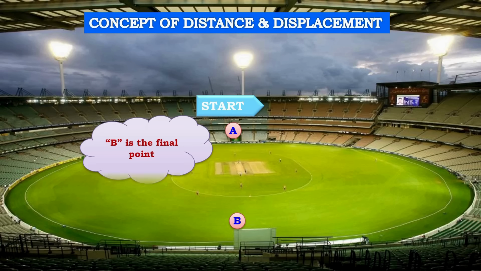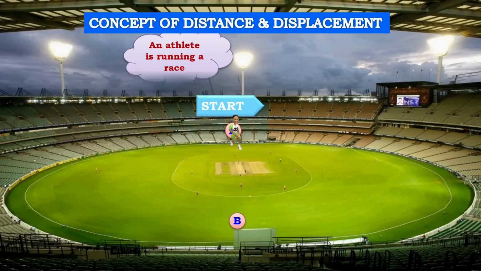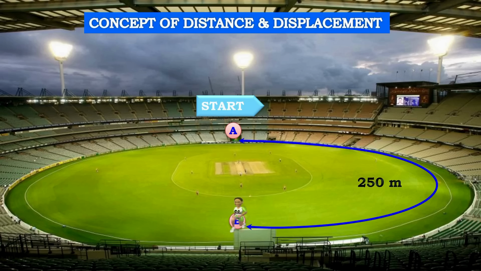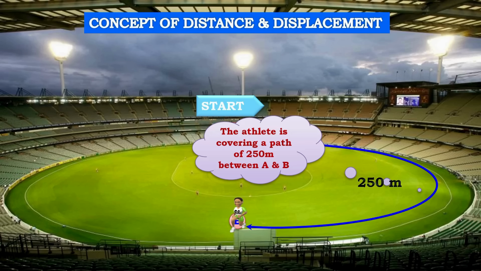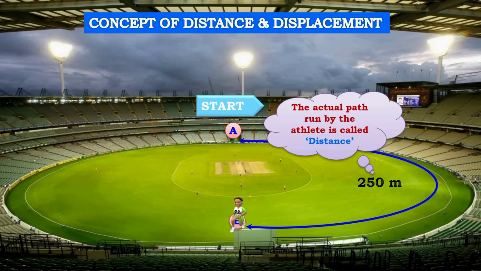An athlete is running a race on a circular track. As the athlete moves, he does not move in a straight line, but follows the shape of the track. The athlete covers a path of 250 meters between point A and point B. This curved path shows the actual route taken by the athlete during the motion. The actual path traveled by the athlete during motion is called distance. So here, the distance covered by the athlete is 250 meters.